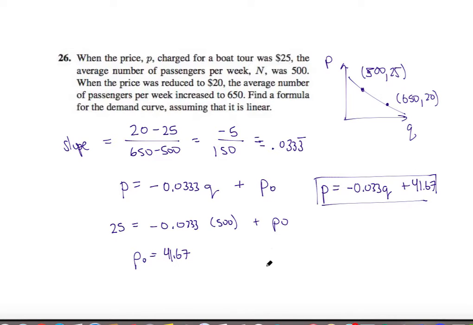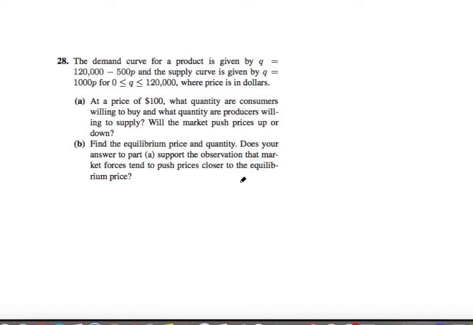And that's all there is to 26. For 28, we're given two different functions, a demand curve and a supply curve. Part A asks us, at $100, what quantity are consumers willing to buy and what quantity will we supply? So we have, for demand, Q equals 120,000 minus 500P. For supply, we have Q equals 1,000P.